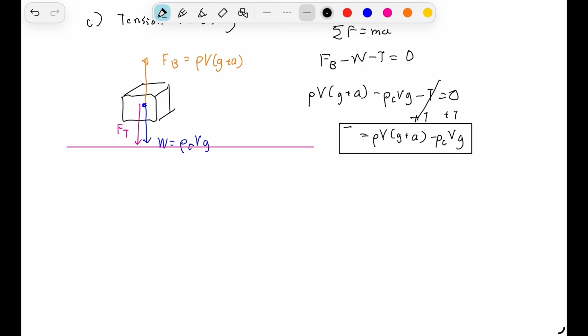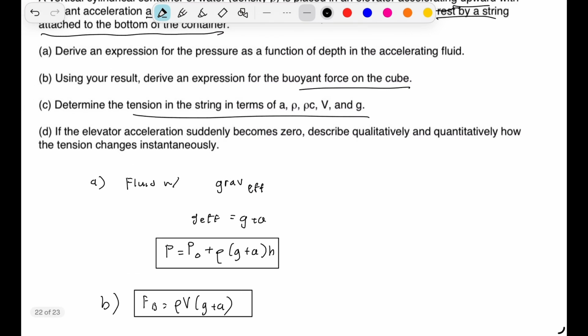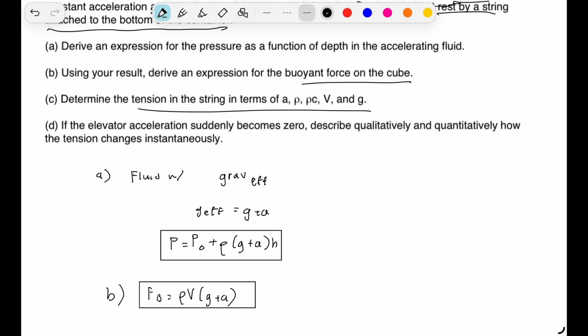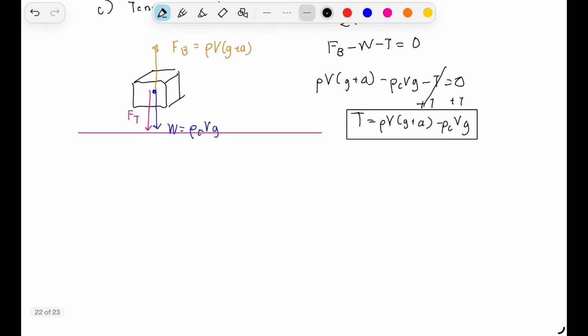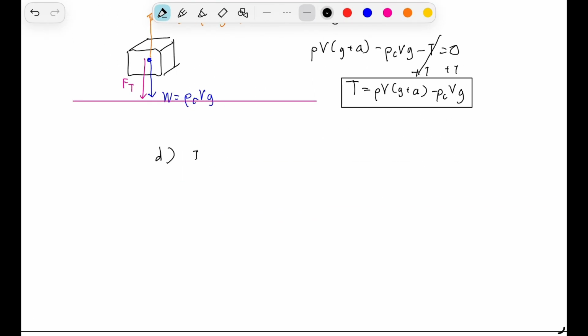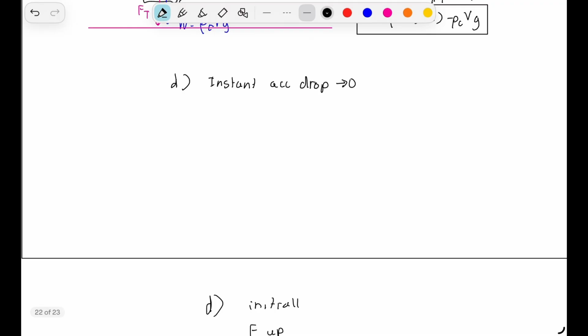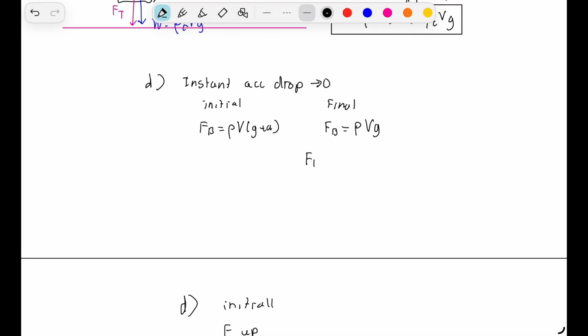After this, we are going to be asked part D. If the elevator's acceleration suddenly becomes 0, describe qualitatively and quantitatively how the tension changes instantaneously. So what we have is an instant acceleration drop to 0. Initially, FB is equal to density times V times G plus A. Then finally, your buoyant force is going to be density V G. So we see our FB is going to instantly decrease.